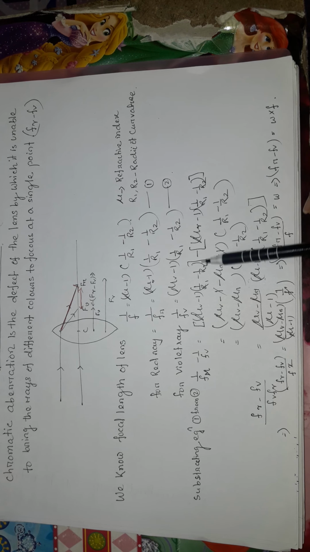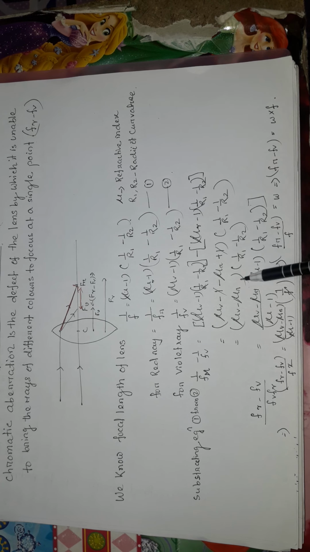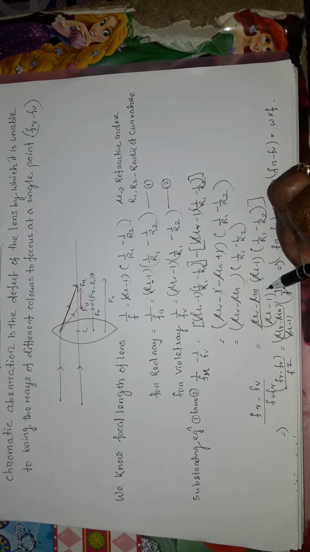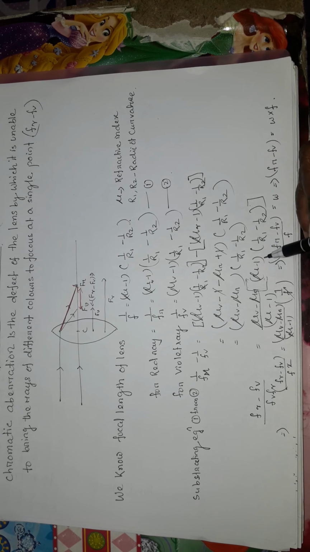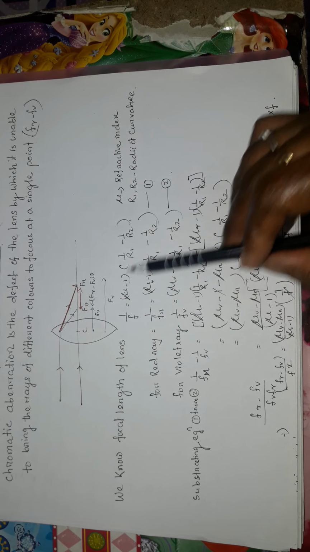And 1 by r1 minus 1 by r2 is a common term. After taking that common, the remaining terms will be (mu v minus 1) minus (mu r minus 1). So minus 1 plus 1 is cancelled. The term that remains is mu v minus mu r, and this is the common term. Now we divide by the term mu minus 1 in the denominator and multiply by the same term. So the equation will be (mu minus 1) times (1 by r1 minus 1 by r2), which is the focal length of the lens.